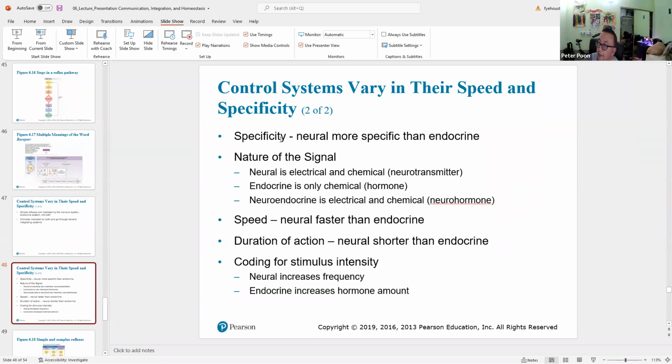For neural, every time you fire, you get one single response. For the neural pathway to get more of a response, you have to fire multiple times, faster and faster, and that encodes for more and more stimulus. For endocrine, you release once, you just release more. It is how much you release, not how many times you release.